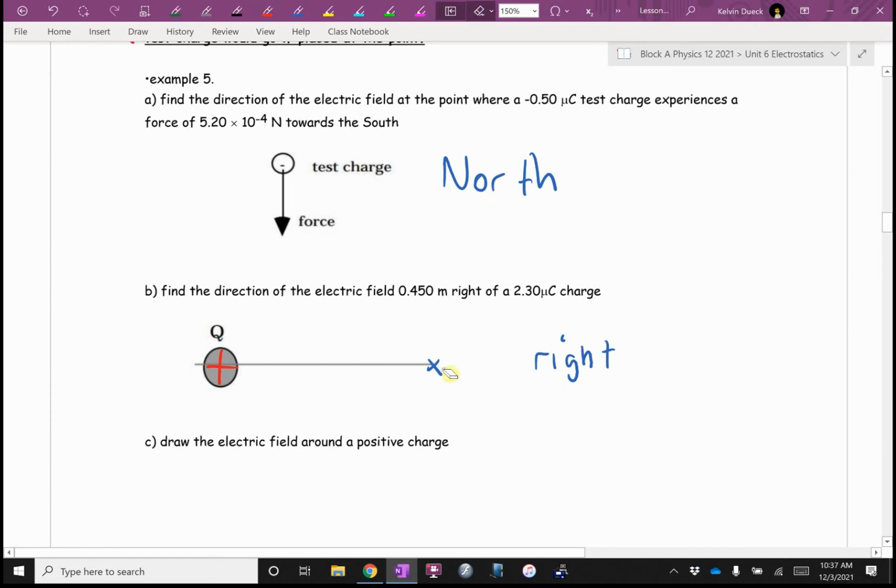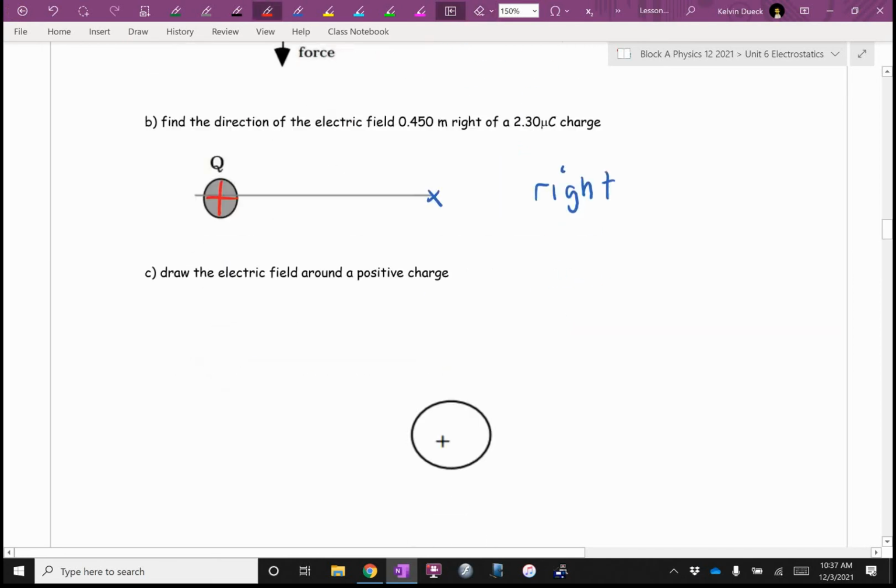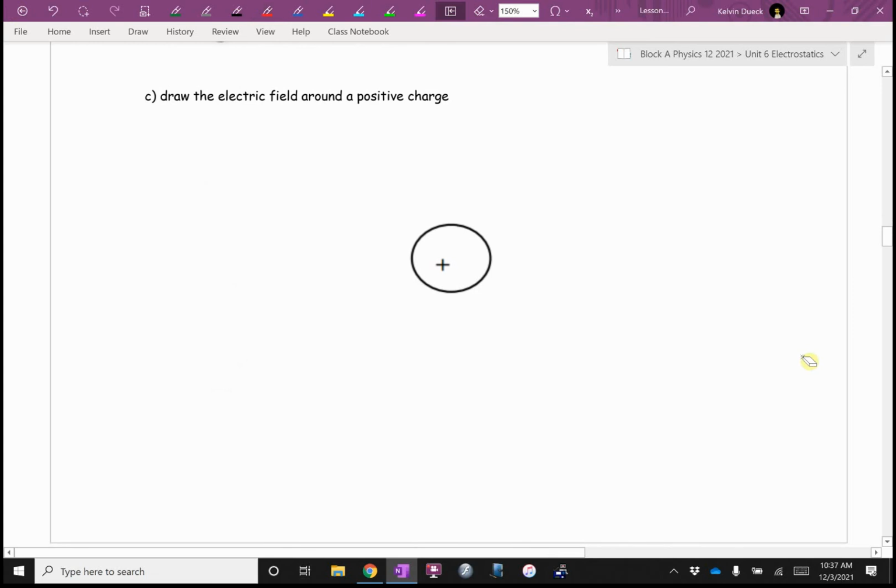We said, what would the electric field be right there? Well, this is positive. A positive charge would feel a force to the right. Part C says, draw the electric field around a positive charge. So we're going to do what are called electric field diagrams. I won't ask you to draw one, but I'll probably ask you to interpret one or two. What is an electric field diagram? To visualize this, we draw lines.